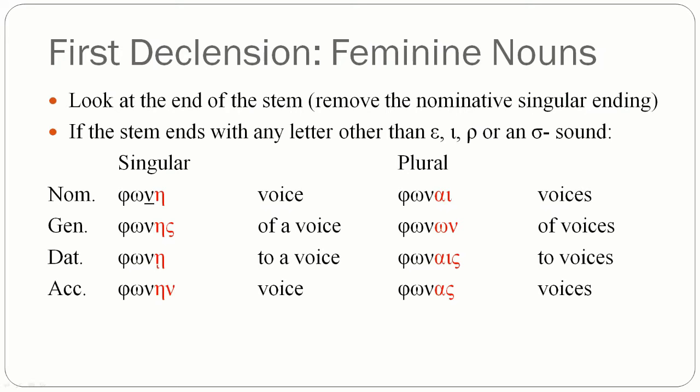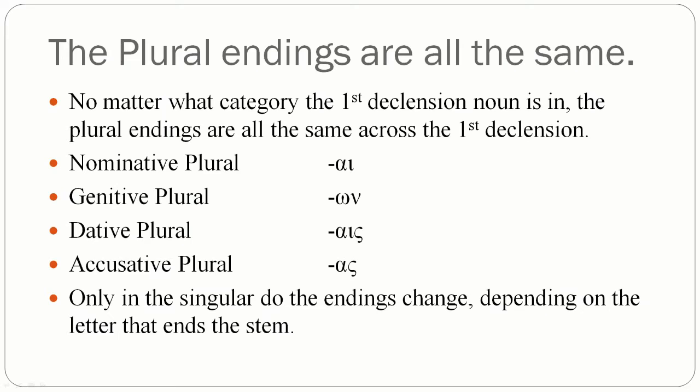Moving on, let's go now to masculine first declension words. But actually, let's talk about the plural endings first. Okay, again, no matter which one of these categories a word falls into, nominative plural is always going to be alpha, iota. As long as it's first declension, it's always going to be that, whatever the stem ends in. Genitive plural will always be omega nu, dative plural alpha, iota, sigma, and accusative plural alpha, sigma. Okay, only in the singular do you have a variation.